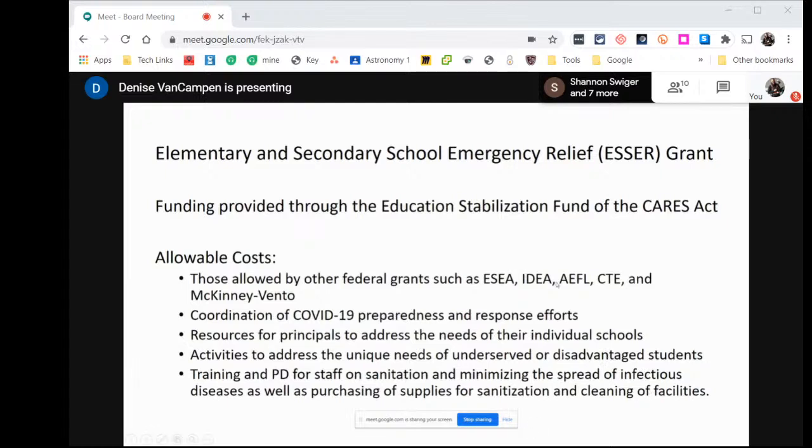The allowable cost here is much more wide open. It is anything that would be eligible under our federal grants that we currently have: homelessness, special education, disadvantaged students, any of those expenses. In addition, coordination of COVID-19 preparedness and response efforts, resources for principals to address the needs of their schools, activities to address unique needs of underserved or disadvantaged students, training and PD for staff on sanitation and minimizing the spread of infectious diseases, and supplies for cleaning and sanitizing.